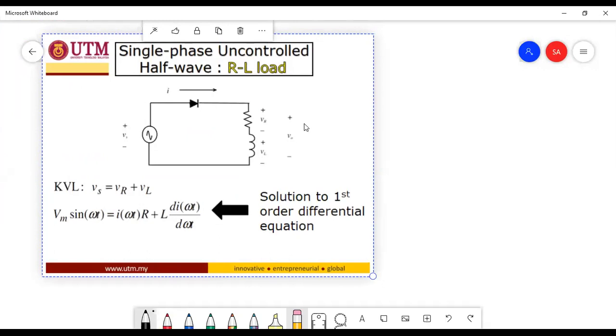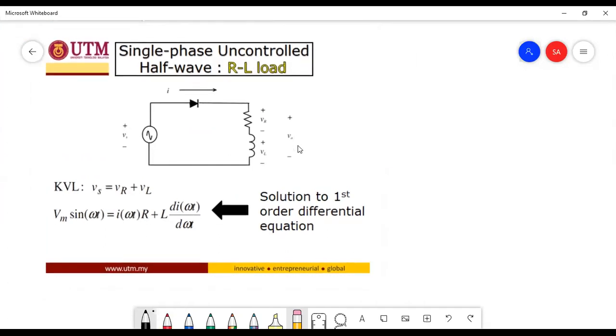So right now, as you can see from this circuit diagram, our voltage V out comprises two components, which is V out equals VR plus VL. So the voltage drop across the resistor and also the voltage drop across the inductor. Based on the KVL, we can write down this equation where Vs is equal to VR plus VL.